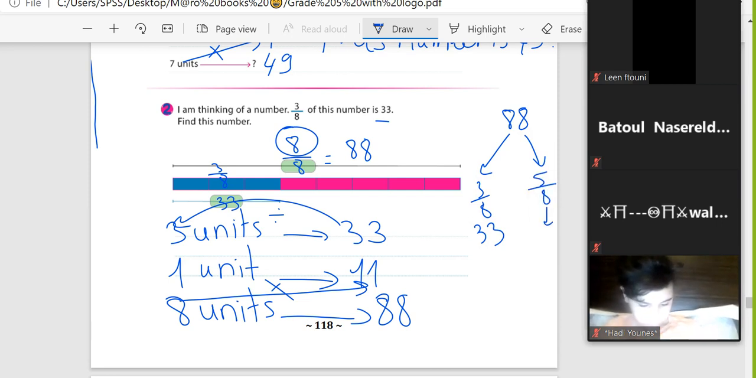55. Because 11 times 5 equals 55. Excellent. What did I mean? In 1 unit, 11. So, how many 5? 5 by 11, it's 55. Like we did here, 3 by 11, I gave you the given, I gave you 33.